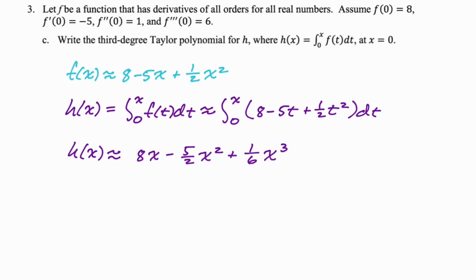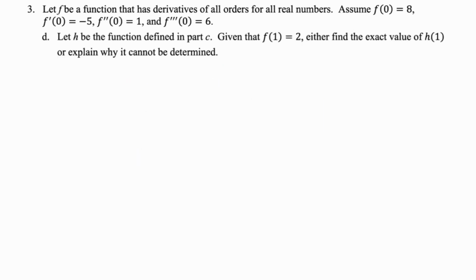All right, let's take a look at the last part of this thing. Let h be the function defined in part C. So h is this thing. Given that f of 1 is 2, either find the exact value of h of 1 or explain why it cannot be determined. So the center of our polynomial is 0. That is the only place that you can find exact values.